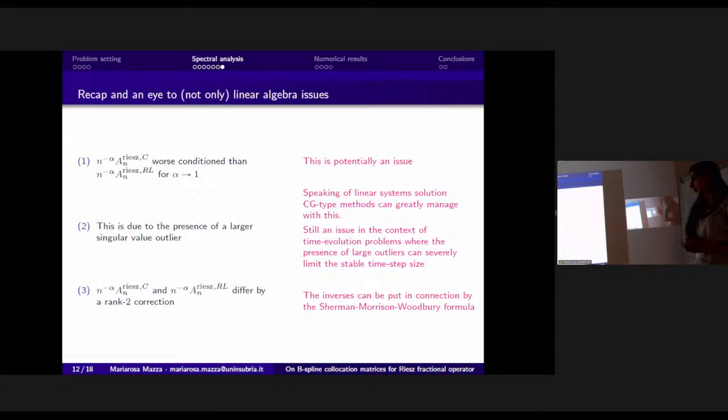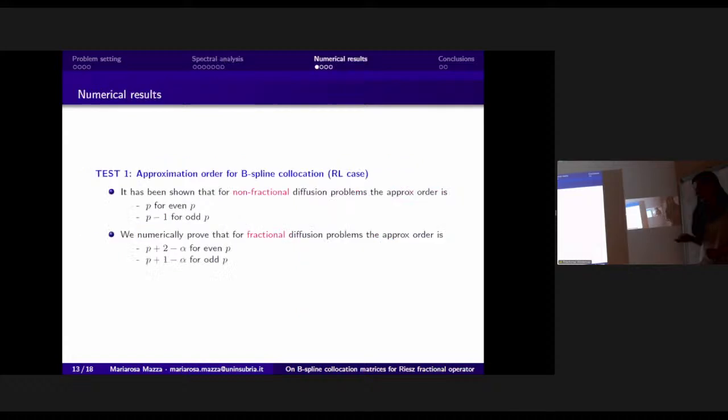And in passing, another thing that I'd like to stress is that since these matrices differ by a rank 2 correction, and in case of just the left-handed and right-handed by a rank 1 correction, we can, using the Sherman-Morrison or the Sherman-Morrison-Woodbury formula, put into connection the inverses. And this could be interesting to know, for instance, when looking at approximate inverse preconditioners.